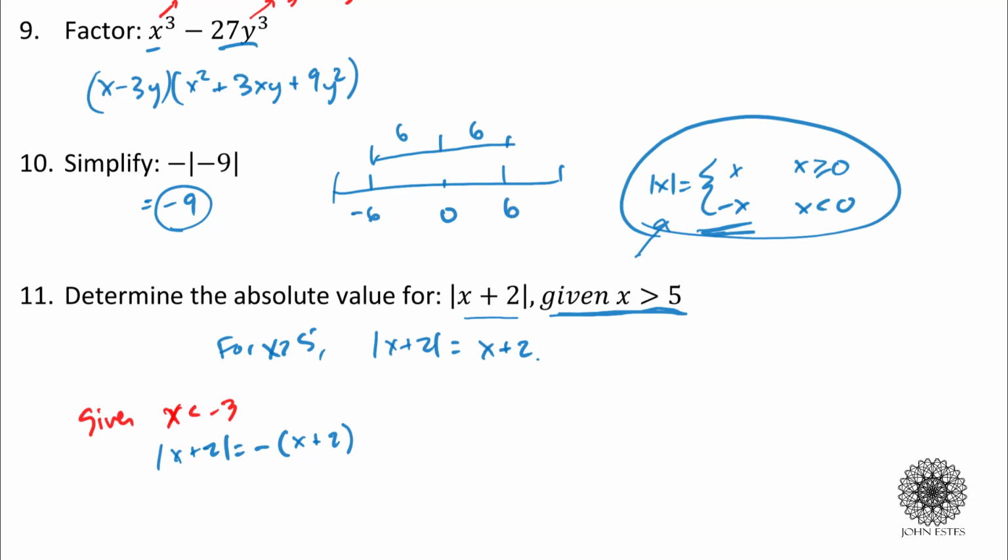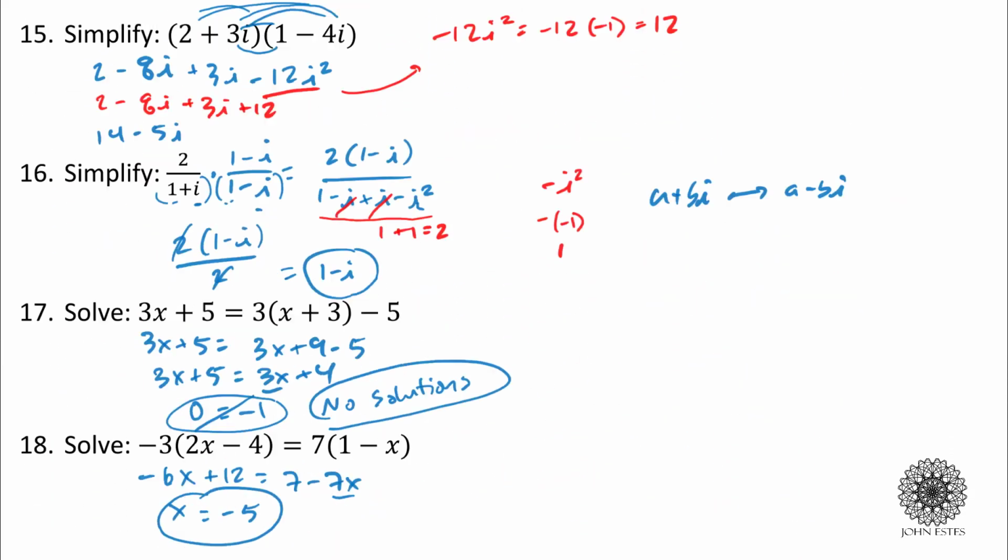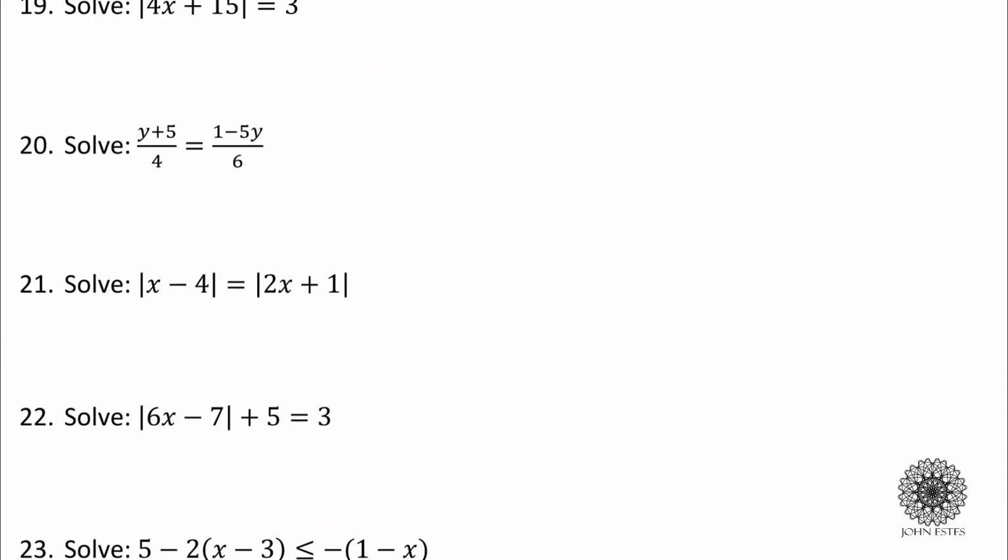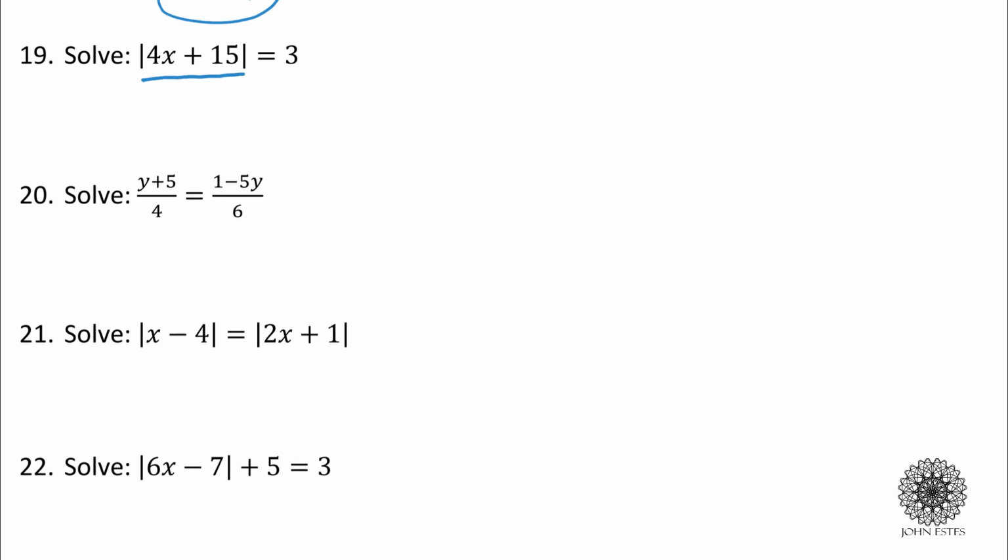So negative 6 and 6 both have the same absolute value. And so when I go to this equation and I'm trying to solve for when this absolute value equals 3, I need to consider two equations: 4x plus 15 equals 3 and 4x plus 15 equals negative 3.